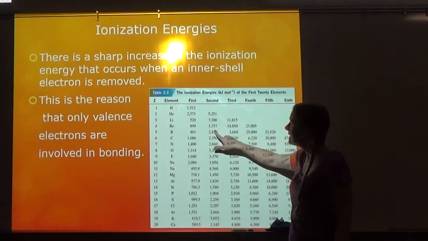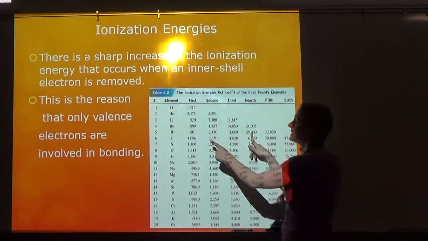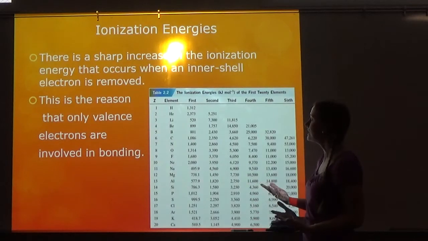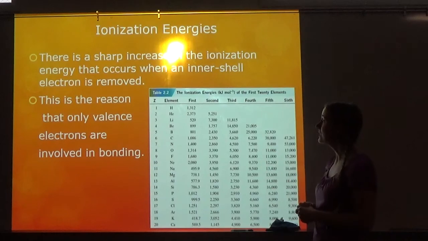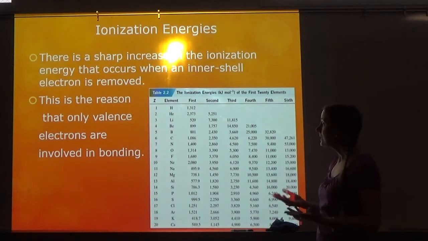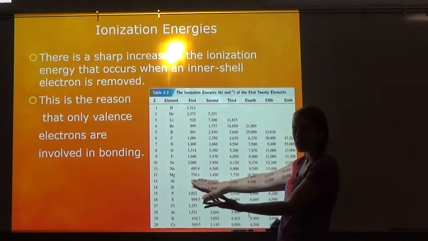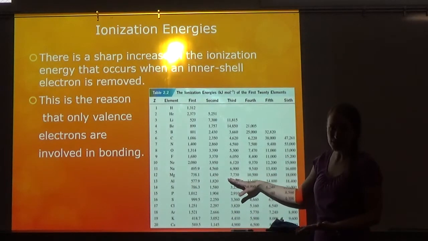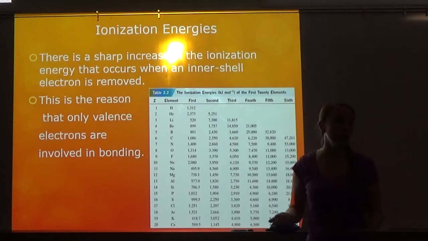You're going to see an increase across, but all of a sudden we get this huge increase. That's because it only has 3 valence electrons. Once we try to pull the fourth electron, that has now become a core electron instead, and that's why you see that gigantic increase. The same thing happens with magnesium, which has 2 valence electrons. The first ionization energy is only about 700, the second is only about 1,000, and then all of a sudden it jumps to almost 8,000. That's because you've removed the 2 valence electrons, and now you're trying to pull a core electron.